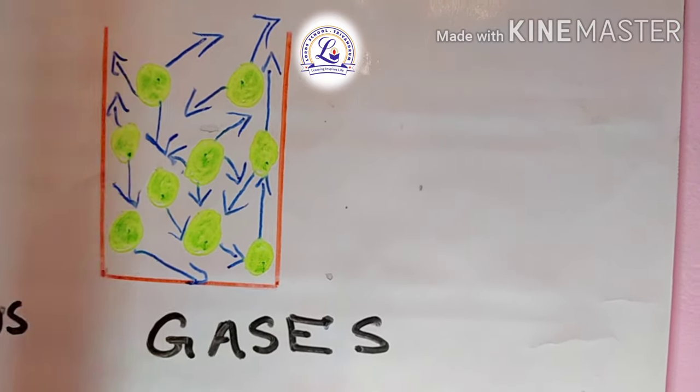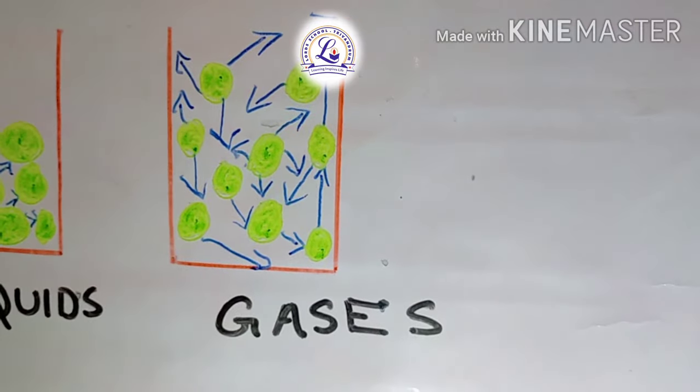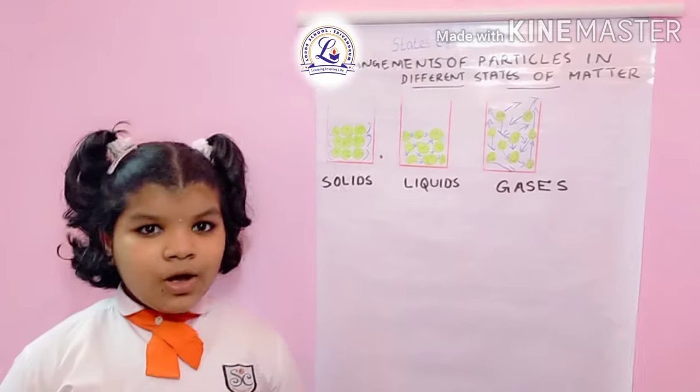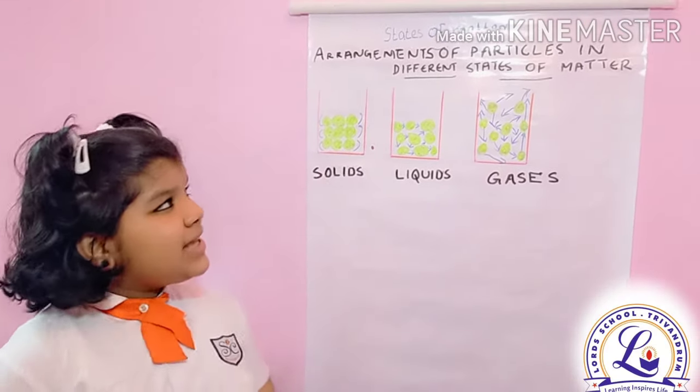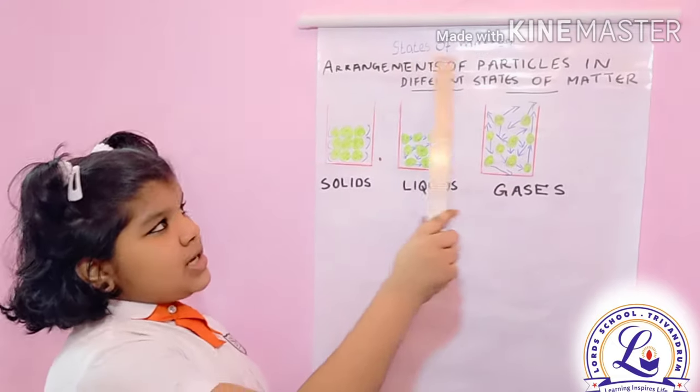So the gas molecules can spread out. Their freedom of movement is extreme. There is a lot of space between the particles in gas. Hope you understood clearly the arrangements of particles in solids, liquids and gases and states of matter.